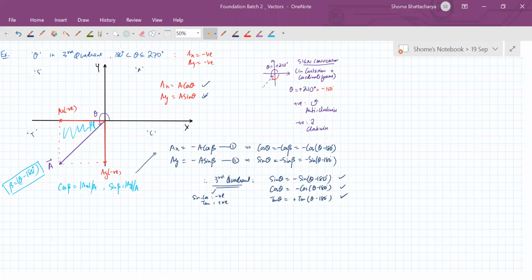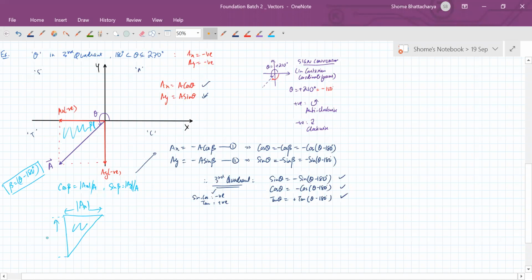Yeah, because see, you're applying trigonometry over here. Why have we taken mod? Because look at this triangle. When we are working out this triangle separately, you can see for this triangle, this side length is not ax because ax is a negative quantity. It is mod of ax. This side length is not ay because ay is a negative quantity. It is mod of ay, and this is mod of a.